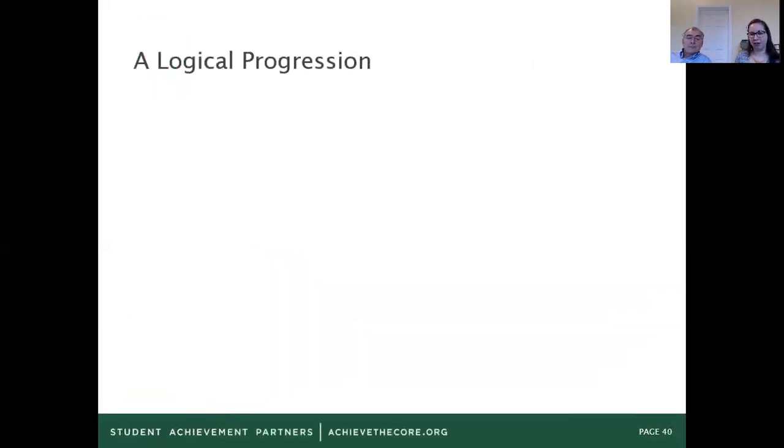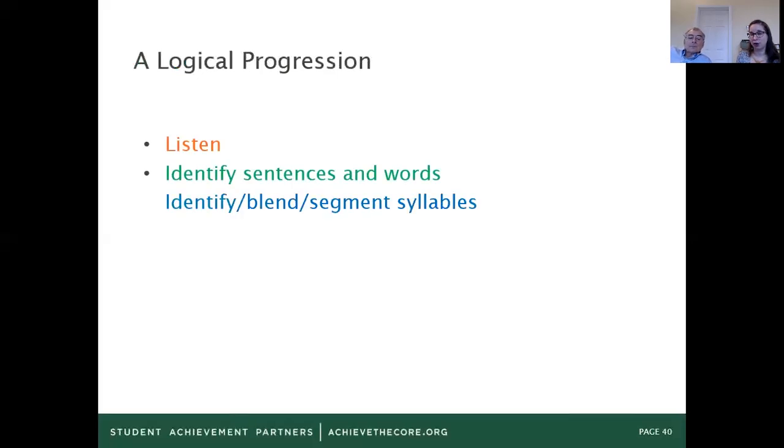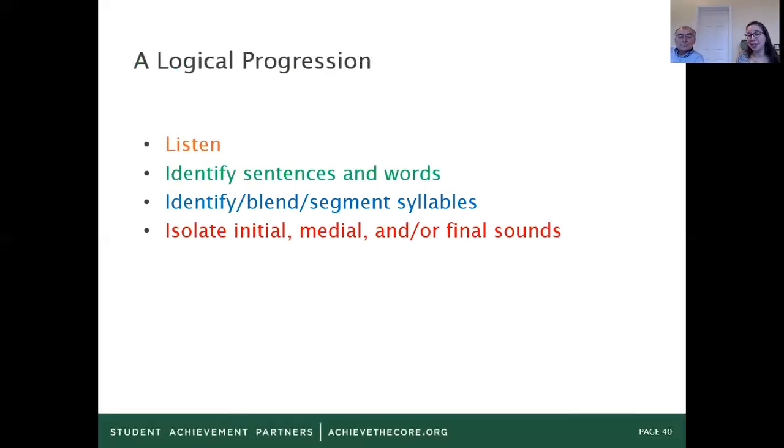So we've talked an awful lot about phonological awareness as an umbrella term and those related sub-skills. They follow a logical progression, although they do not have to; they can be built simultaneously. You can work on more than one of these skills at a time. But there's listening, right? The student's capacity to listen. There's identifying the sentences and words. There are identifying, blending, and segmenting those syllables, isolating sounds, initial, medial, and end sounds, and then manipulating the phonemes.